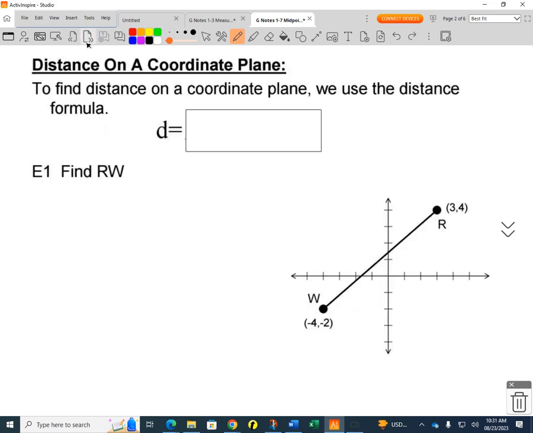So, as a refresher, this is a coordinate plane. Remember, in case you've forgotten, this is the X-Y axis. This is the X-axis, this is the Y-axis. So, any point on this coordinate plane has a pair of coordinates, an ordered pair. So, I have an X-coordinate and a Y-coordinate. They give you a point here with coordinates -4, -2. They give you another point, and they give you the coordinates.